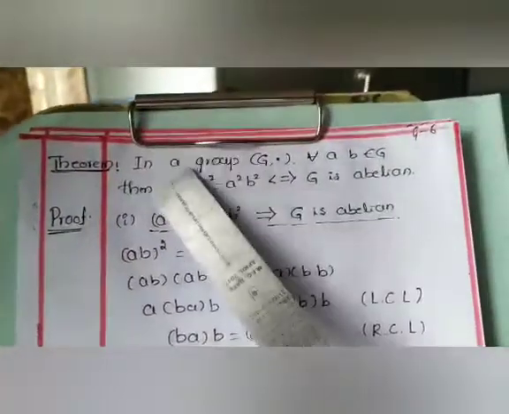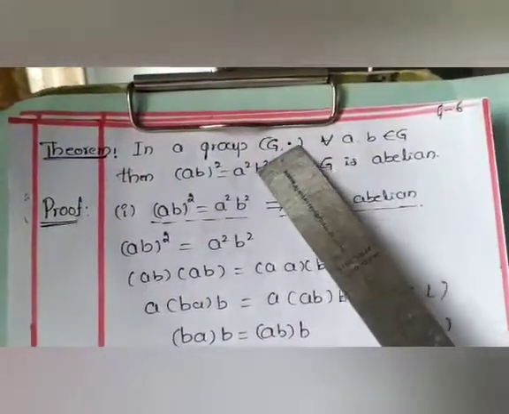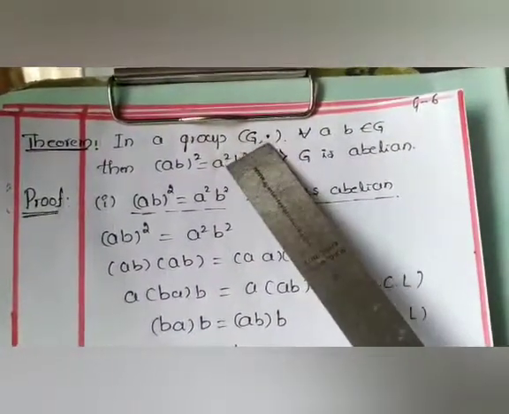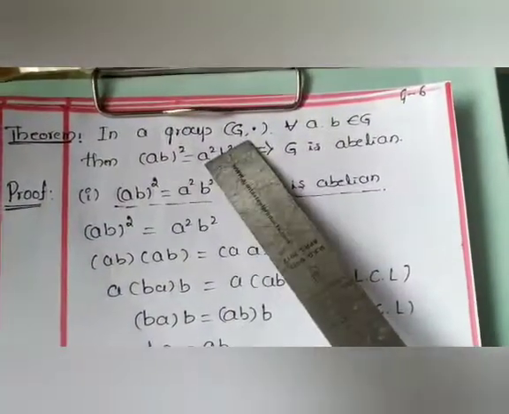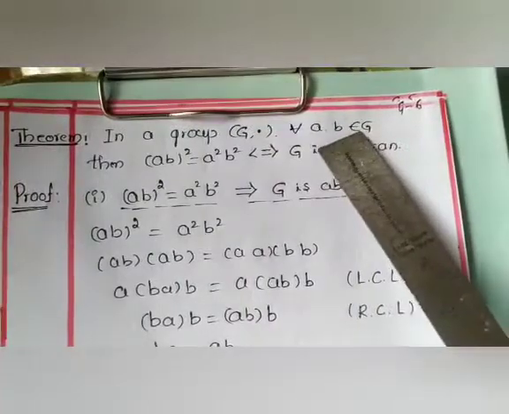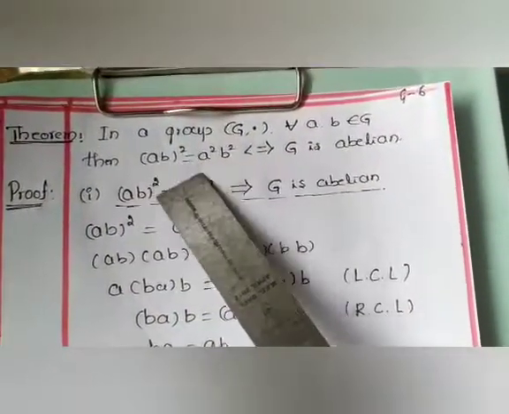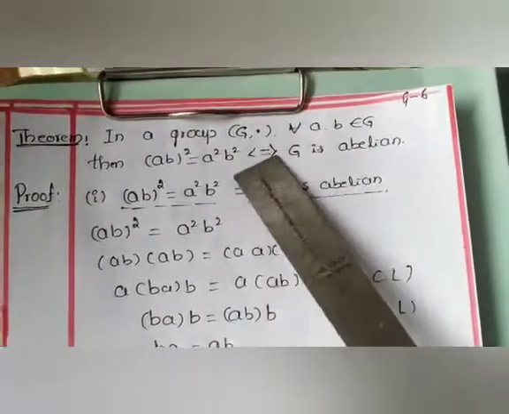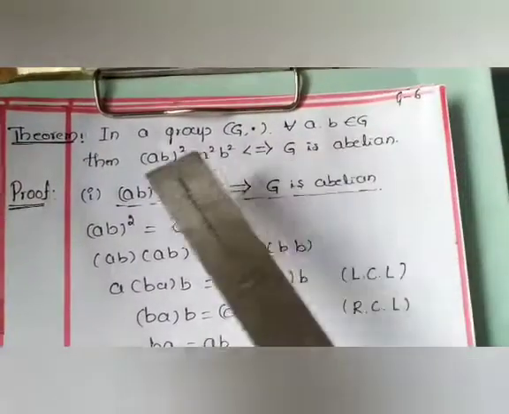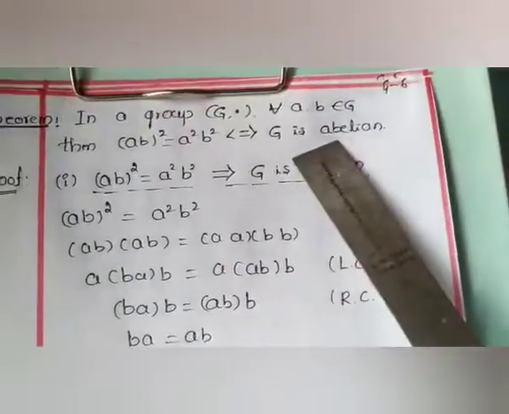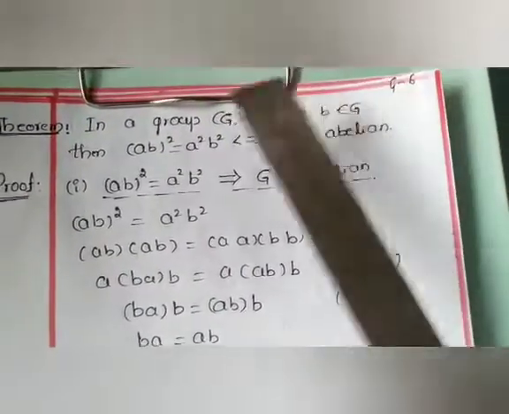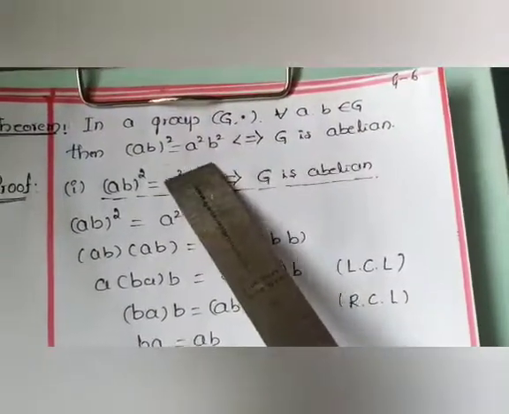Theorem 1: in a group (G, dot). Dot means that instead of star, I take the dot as the symbol of the binary operation or multiplication. In a group G, for every a, b belonging to G, (ab) whole square equal to a square into b square if and only if G is Abelian. What do you mean by double implies? (ab) whole square is a square b square means G is Abelian, and G is Abelian means (ab) whole square equal to a square b square in G.